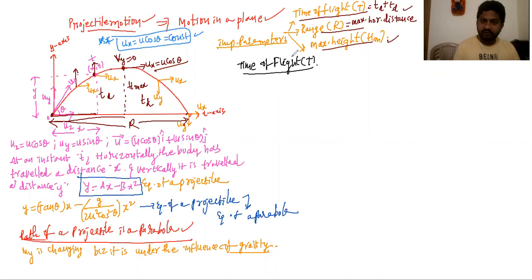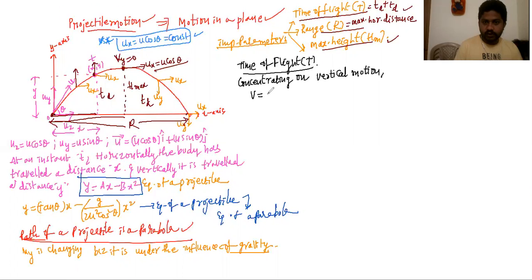Before moving to the time of flight, let us take the time of ascent concept. Time of ascent means horizontal motion or vertical motion here? Vertical motion. So mostly we need to concentrate on vertical motion. See, the particle is flying from here to here. There is an initial velocity and there is a final velocity here. So let us concentrate on the vertical motion of the body.